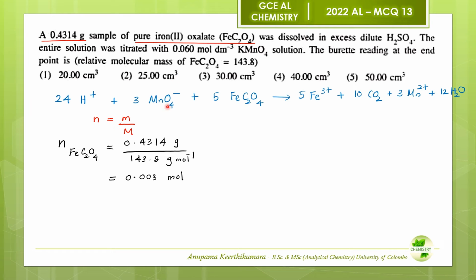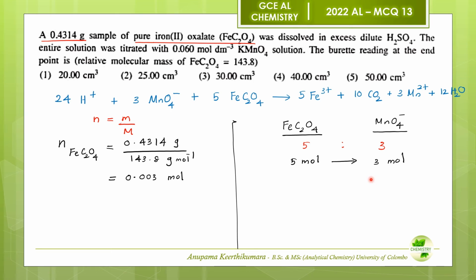Next, calculate the number of moles of permanganate ions. The stoichiometry between iron(II) oxalate and permanganate is 5:3. That means 5 moles of iron(II) oxalate completely react with 3 moles of permanganate ions. Now we will calculate the required number of moles of permanganate ions to completely react with the iron oxalate.